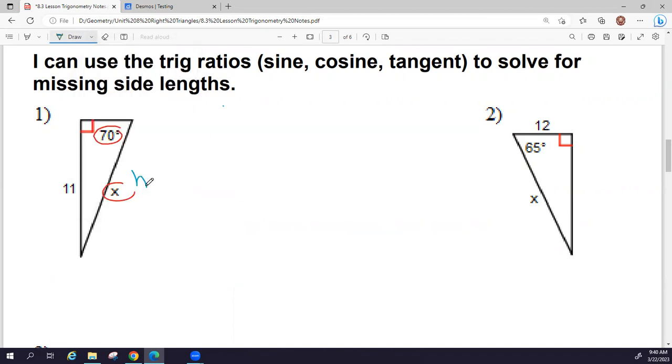X is our hypotenuse. It's across from the 90. This side is making this angle. It's next to this angle. This is my adjacent side. And so that makes 11 my opposite side.